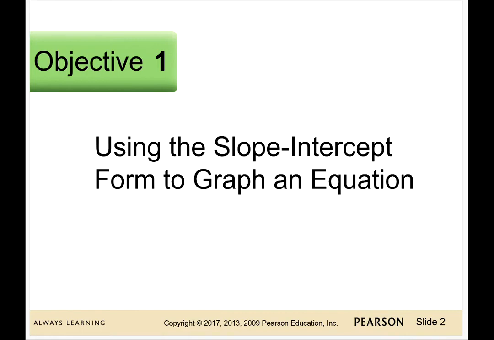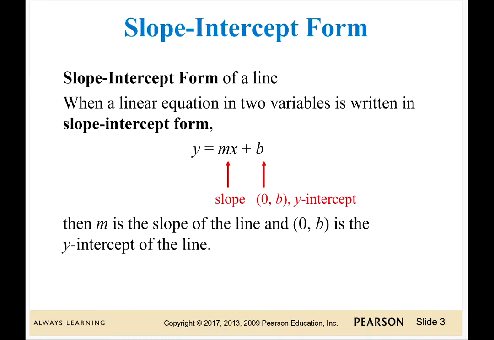Alright, so objective number 1 is just to use the slope-intercept form to graph an equation. We talked about slope-intercept form in the previous section. But again, to recap, slope-intercept form is y equals mx plus b, m being the slope of your line, and the point (0, b) being your y-intercept on that y-axis.